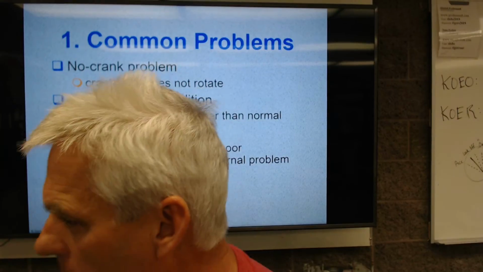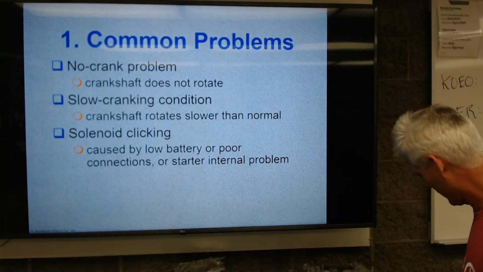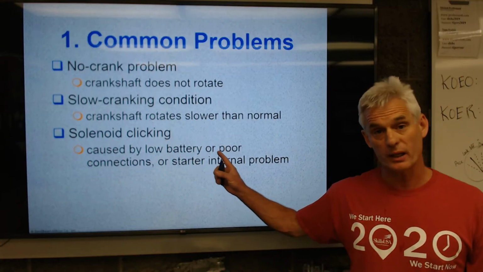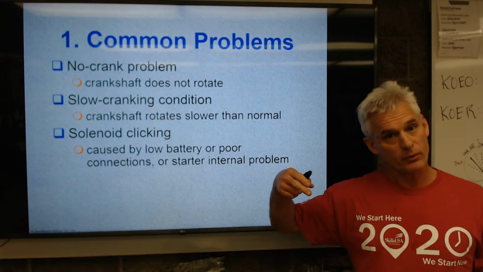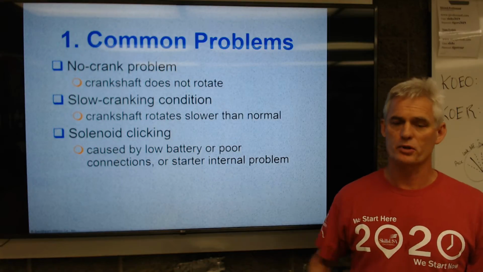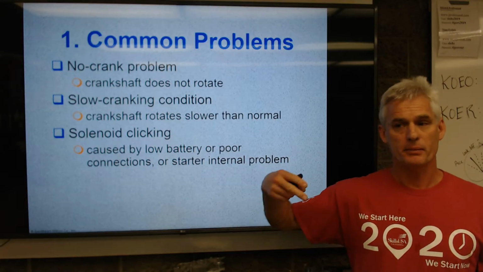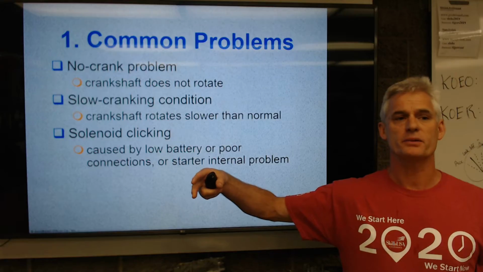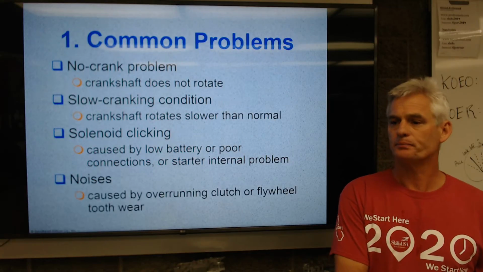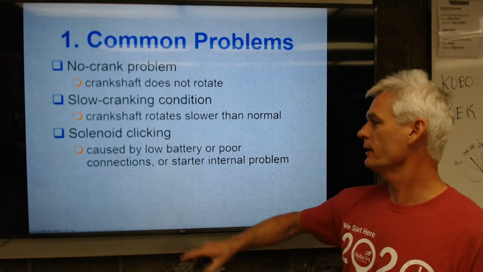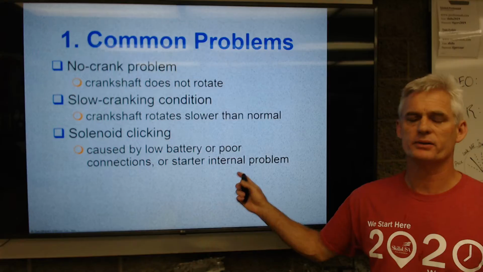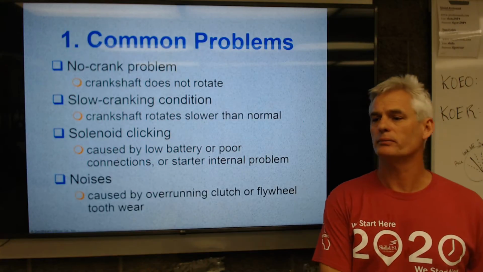So usually when we get a solenoid click, just one, or a rapid clicking, it's usually a battery at a low state of charge that's able to throw the gear out, but maybe not be able to hold it there, so it goes back and forth. Remember, there's a pull-in and a hold-in coil. Maybe the pull-in coil has enough magnetism to pull it, but the hold-in coil can't hold it there. Okay, let's keep going. It's caused by a battery with a low state of charge or poor connections, or possibly a starter motor internal problem.